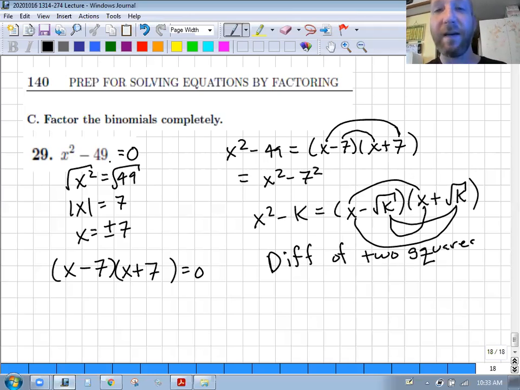Right? Yeah, 49 is 7 squared, but it doesn't have to be a pretty number. It doesn't matter what number is there, right? Any number is its square root squared.